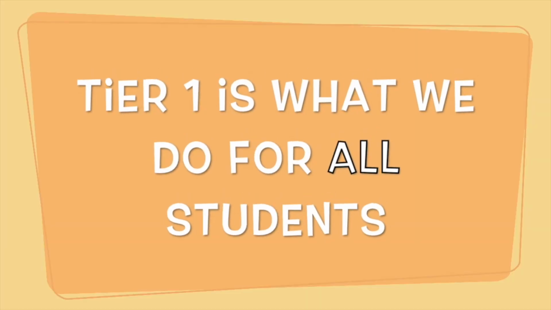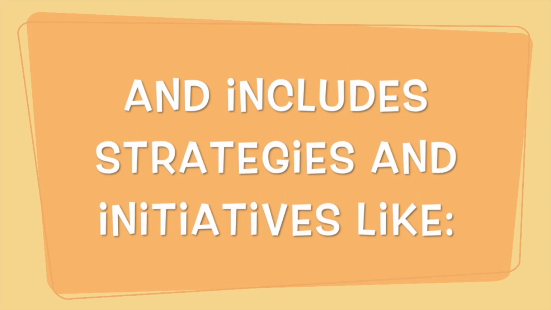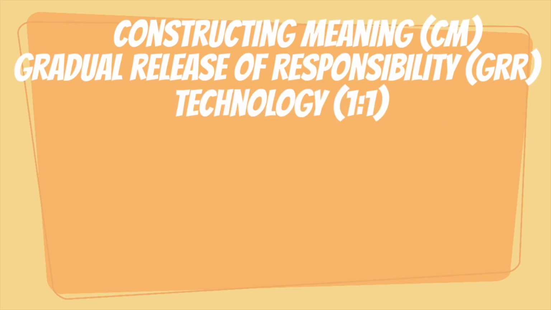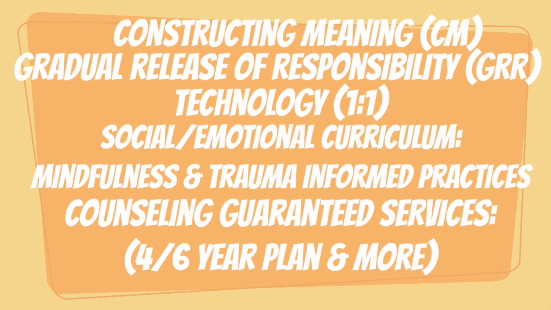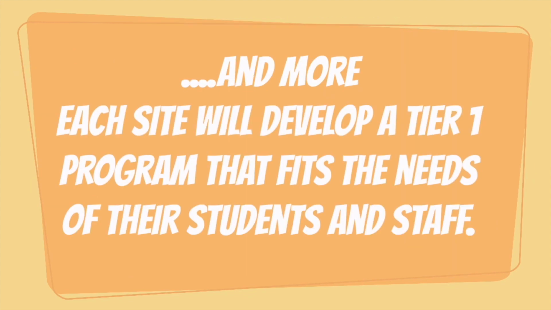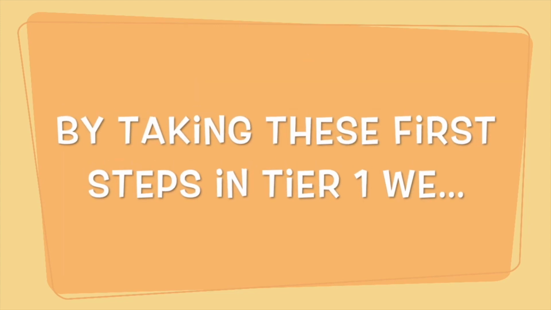Tier 1 of PBIS is the things that we do on campus for all students, and includes strategies and initiatives like CHAMPS and GRR, technology access, social and emotional curriculum, and counseling guaranteed services, and more. Each site will develop a Tier 1 program that fits the needs of their students and staff. It helps students feel positively connected to the schools, creating safe learning environments, and keeps students in the classroom learning.